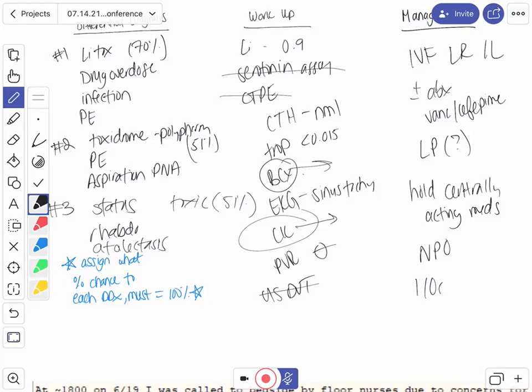Probably continue it. Can we get a level? I don't think we have the capability for zonisamide levels, but I will say we can dose reduce it with her creatinine the way that it is. Okay, let's keep moving.